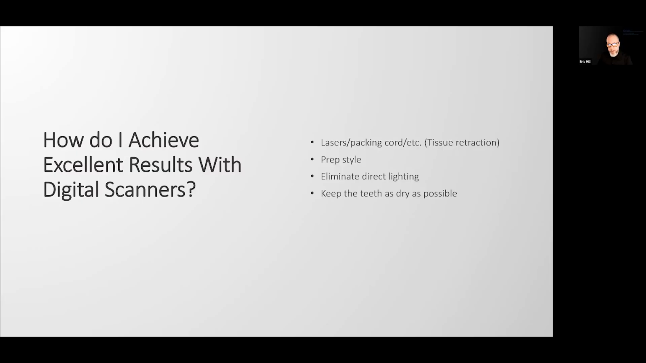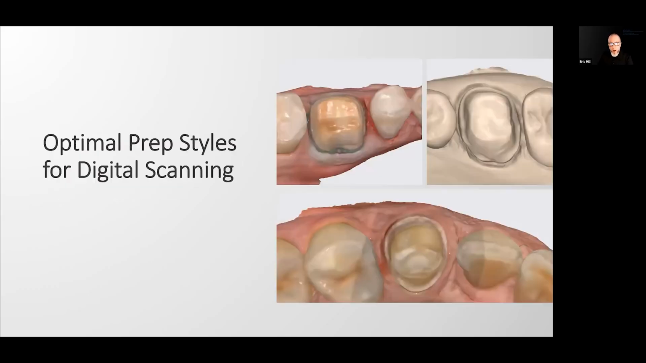And because of that, you're going to have margins that are very clear. And if you're doing knife edge preps, you can get away with it. I wouldn't necessarily recommend it for most scenarios intraorally. So optimal prep styles for digital scanning, of course, are going to be supragingival, or at least evacuated to the point where you can see the margin clearly.